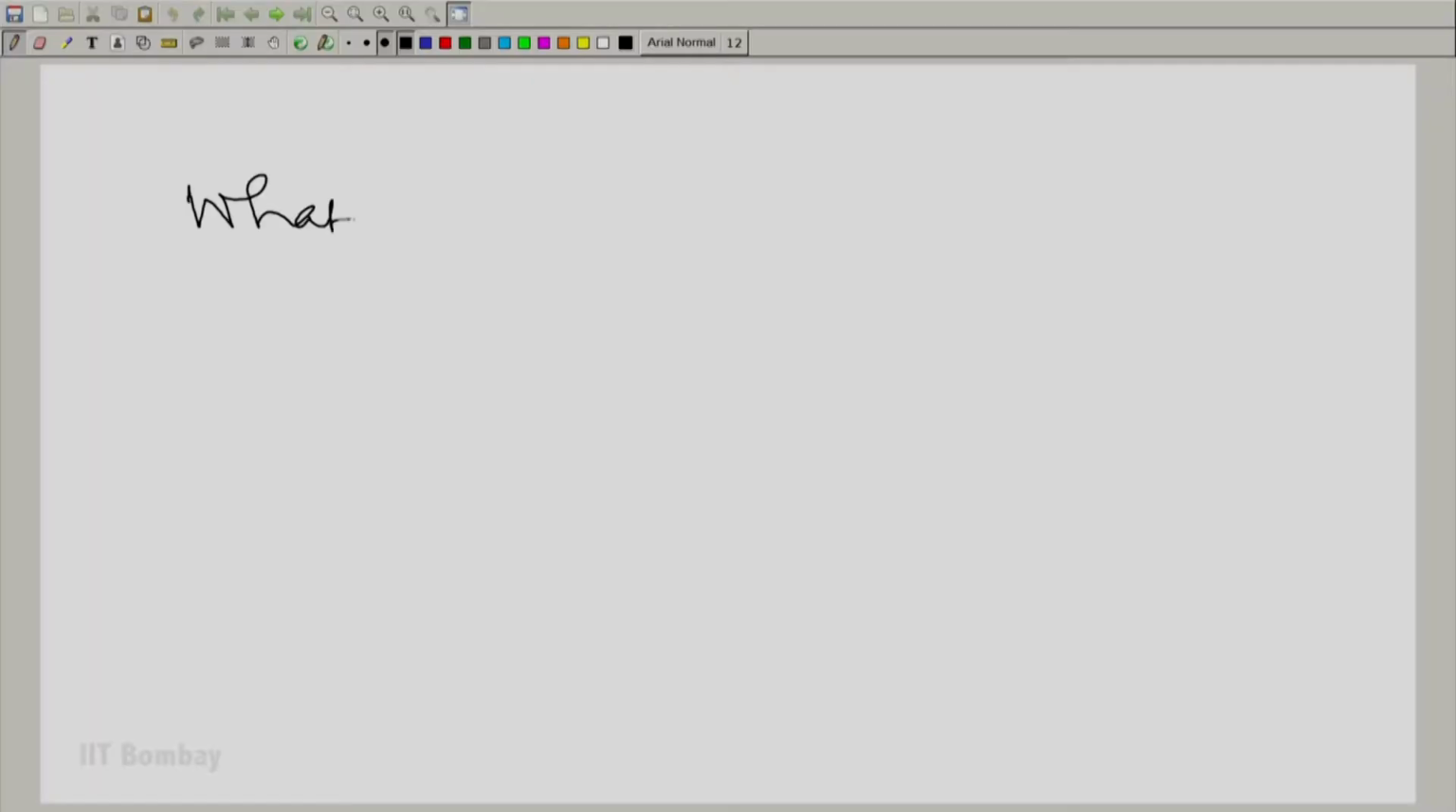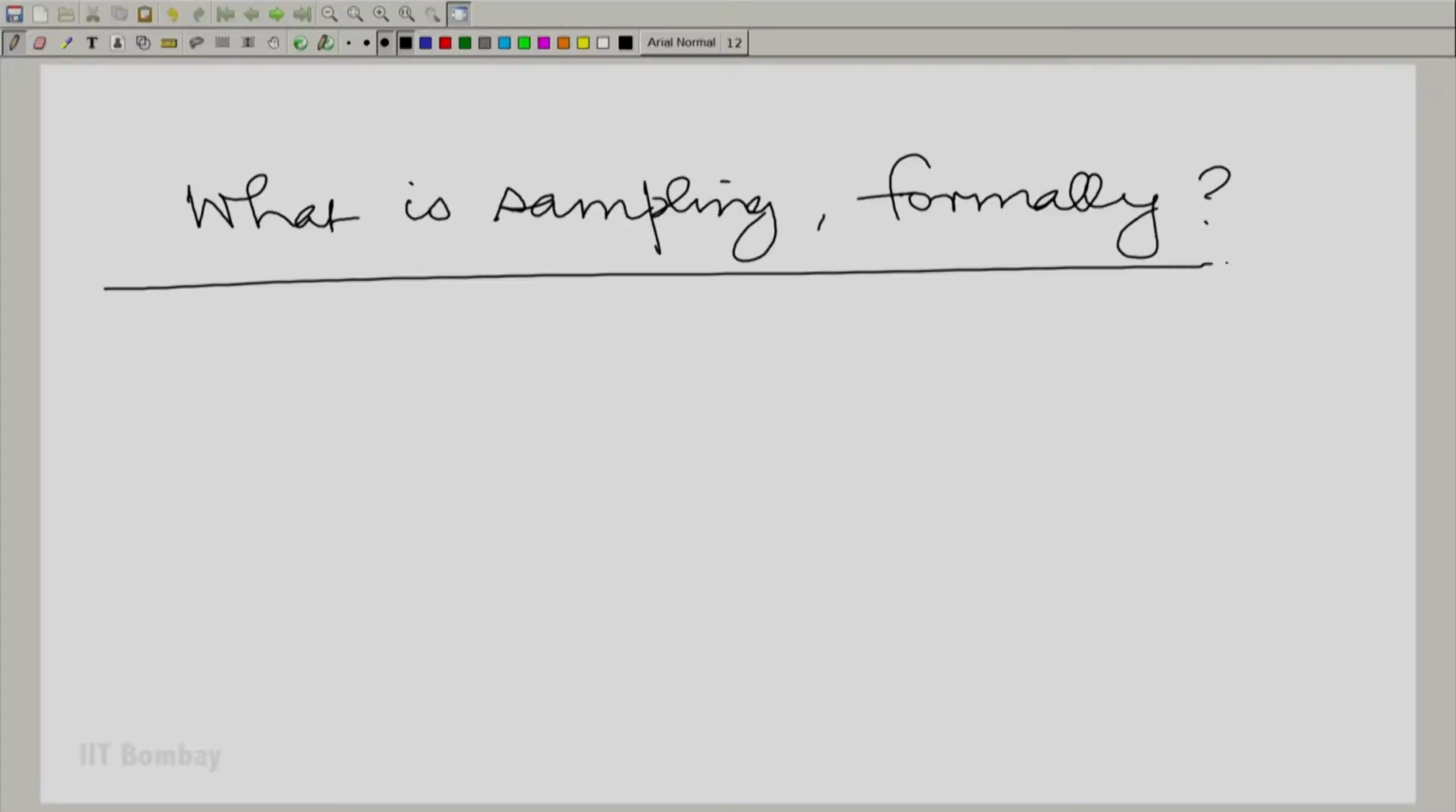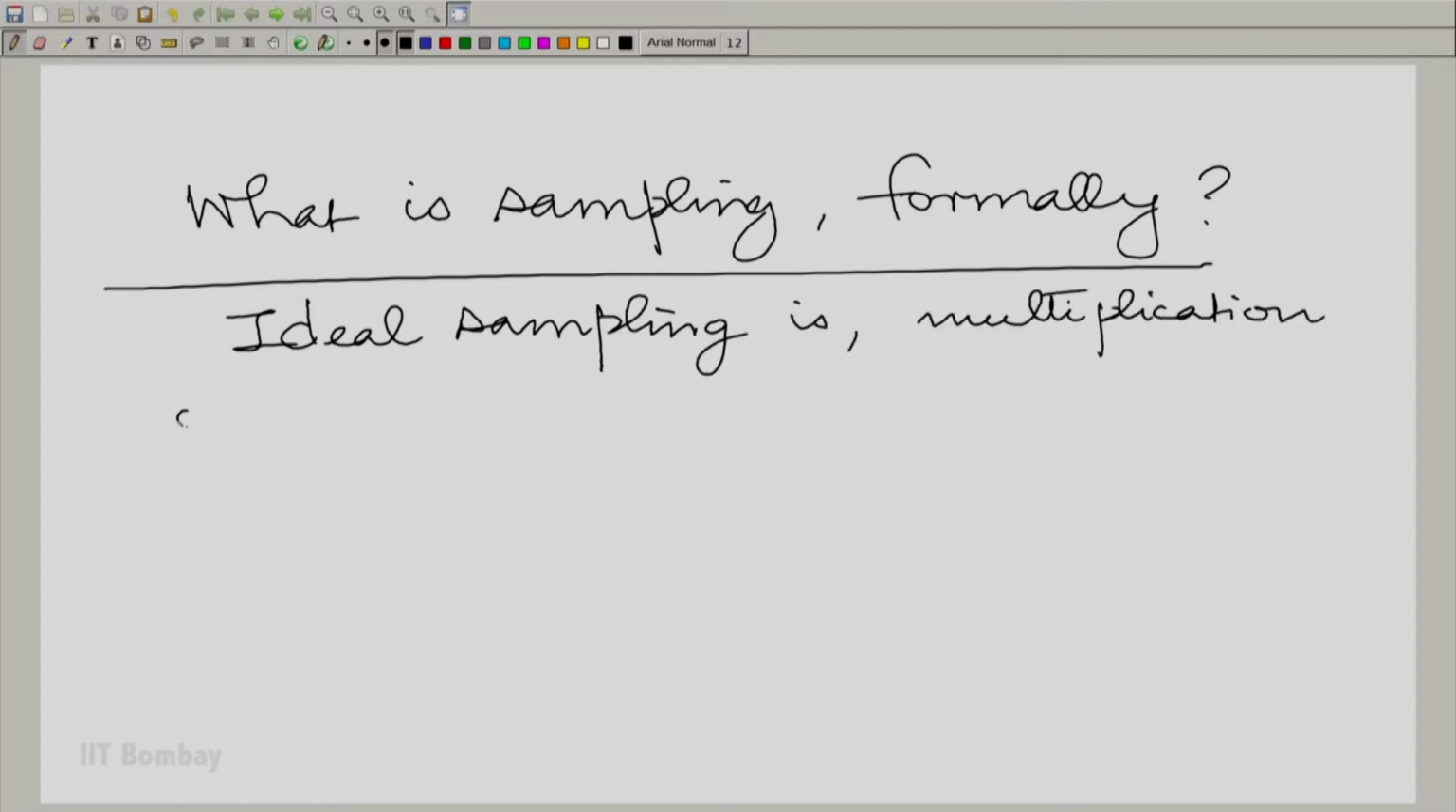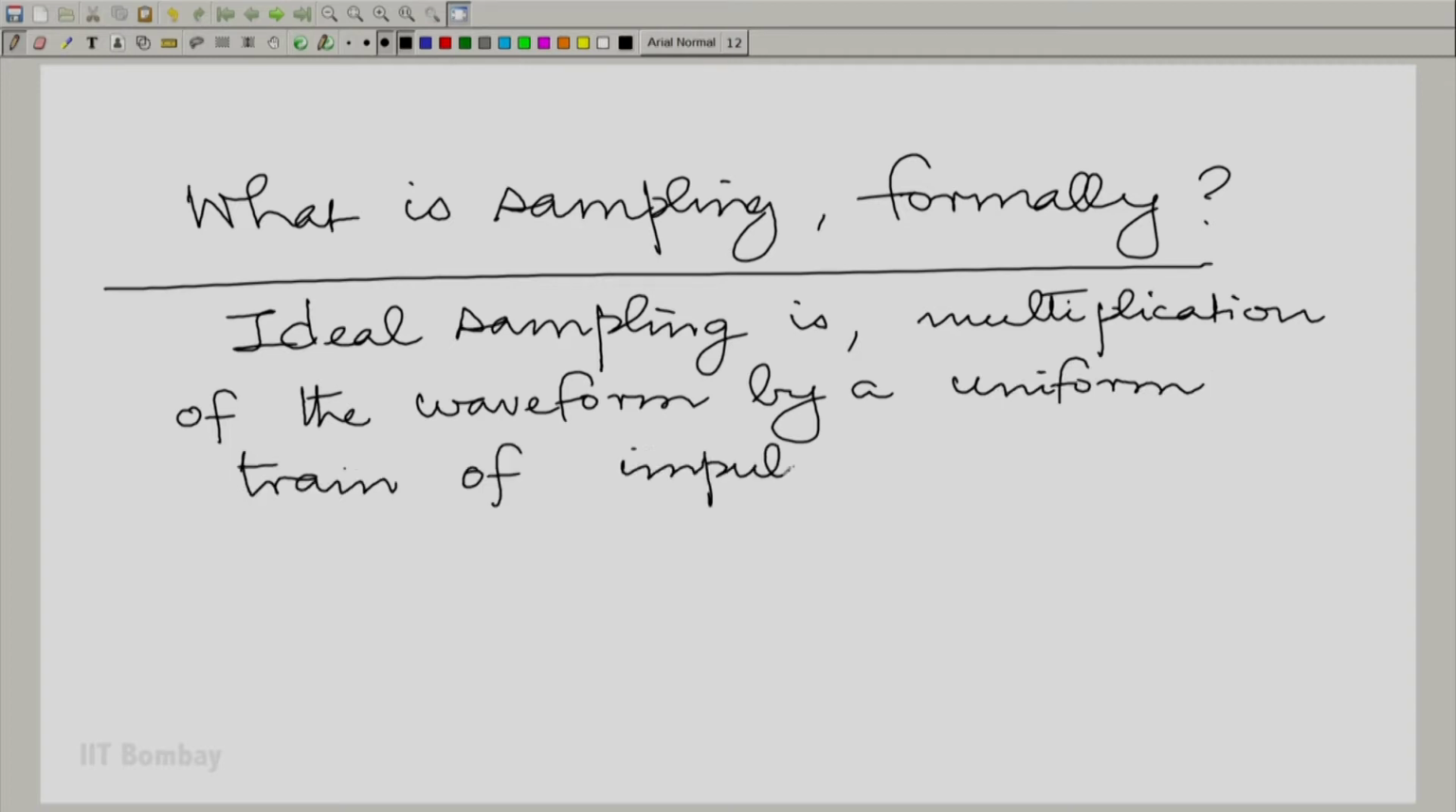We now know what happens. What is sampling? We need to answer that question more formally. Let us do that first. What is sampling formally? In other words, what is ideal sampling? Ideal sampling is multiplication of the waveform by a uniform train of impulses.